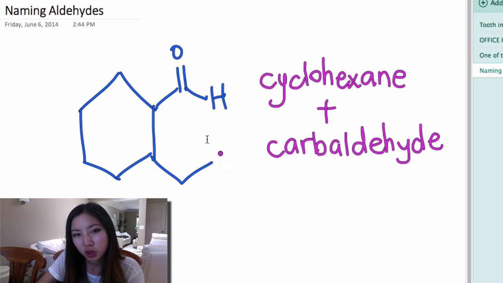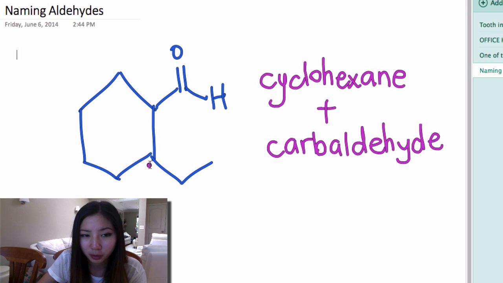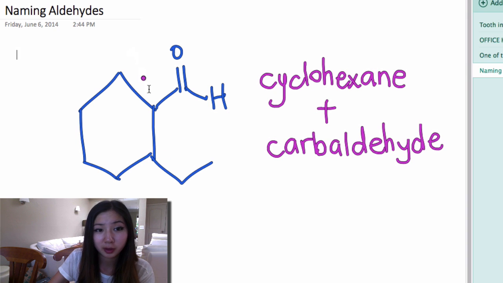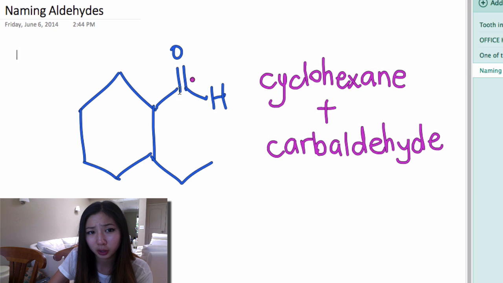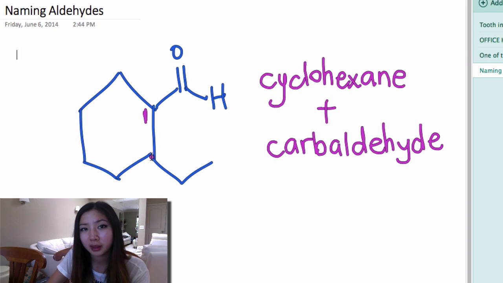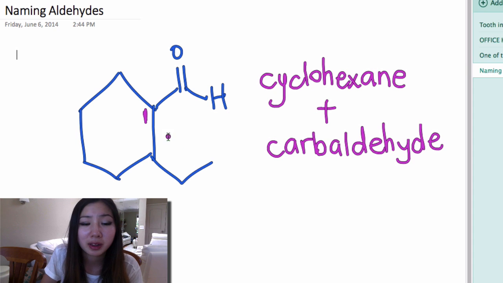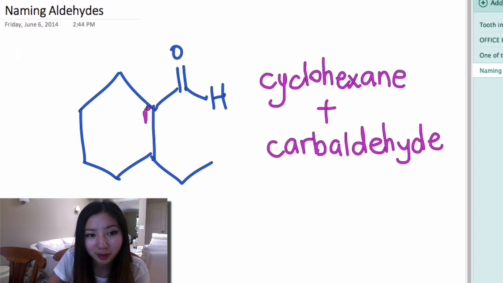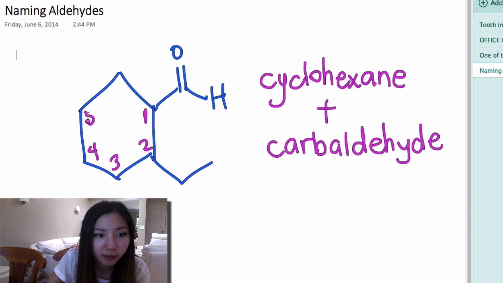But what about this chain right here? You have to take into account the substituent, or else we're just looking at this chain plus this CHO group. So to do this, we have to number it. So once again, we always start with this carbon that includes the CHO group. So this is going to be our number 1. We can make this number 2, 3, 4, 5, 6, but the rule in naming aldehydes is that we want to give our substituent the lowest number. So it's actually going to be 1, 2, 3, 4, 5, and 6.